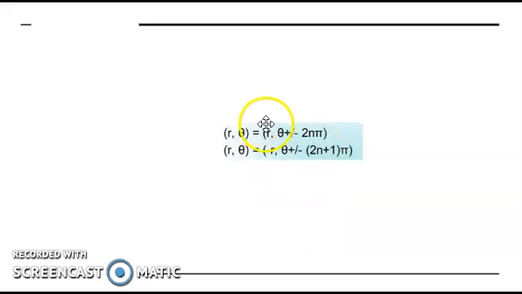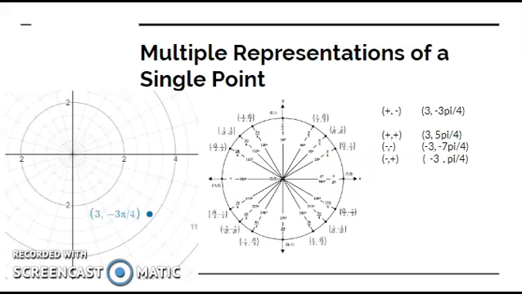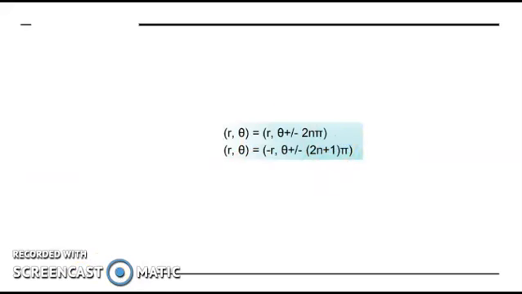This is kind of like a formula you would use, I guess, to find all the points that represent r and theta. But I think it's much easier to use this example that I had below, just to use your logic and knowledge of the unit circle to find the other points. As you can see here, it looks kind of confusing.